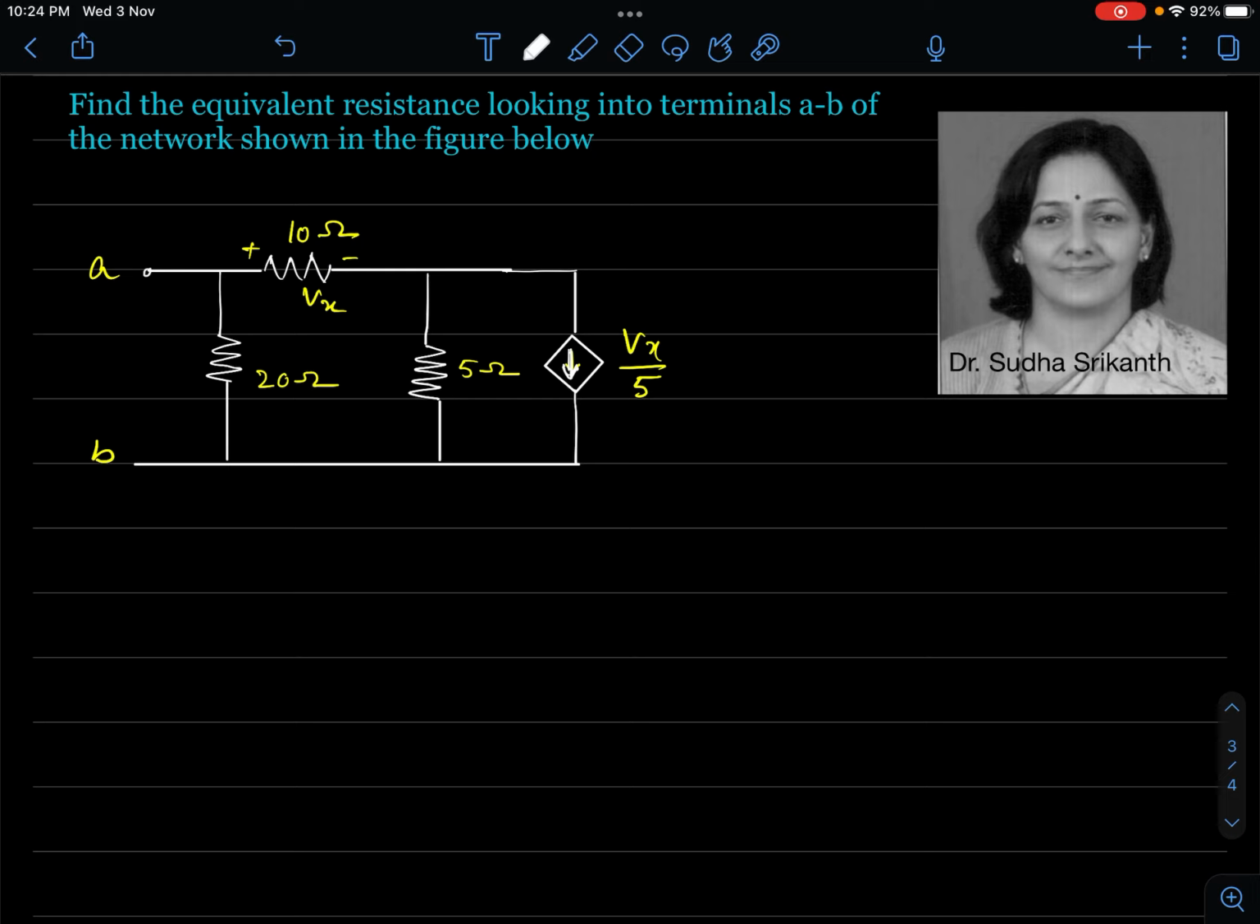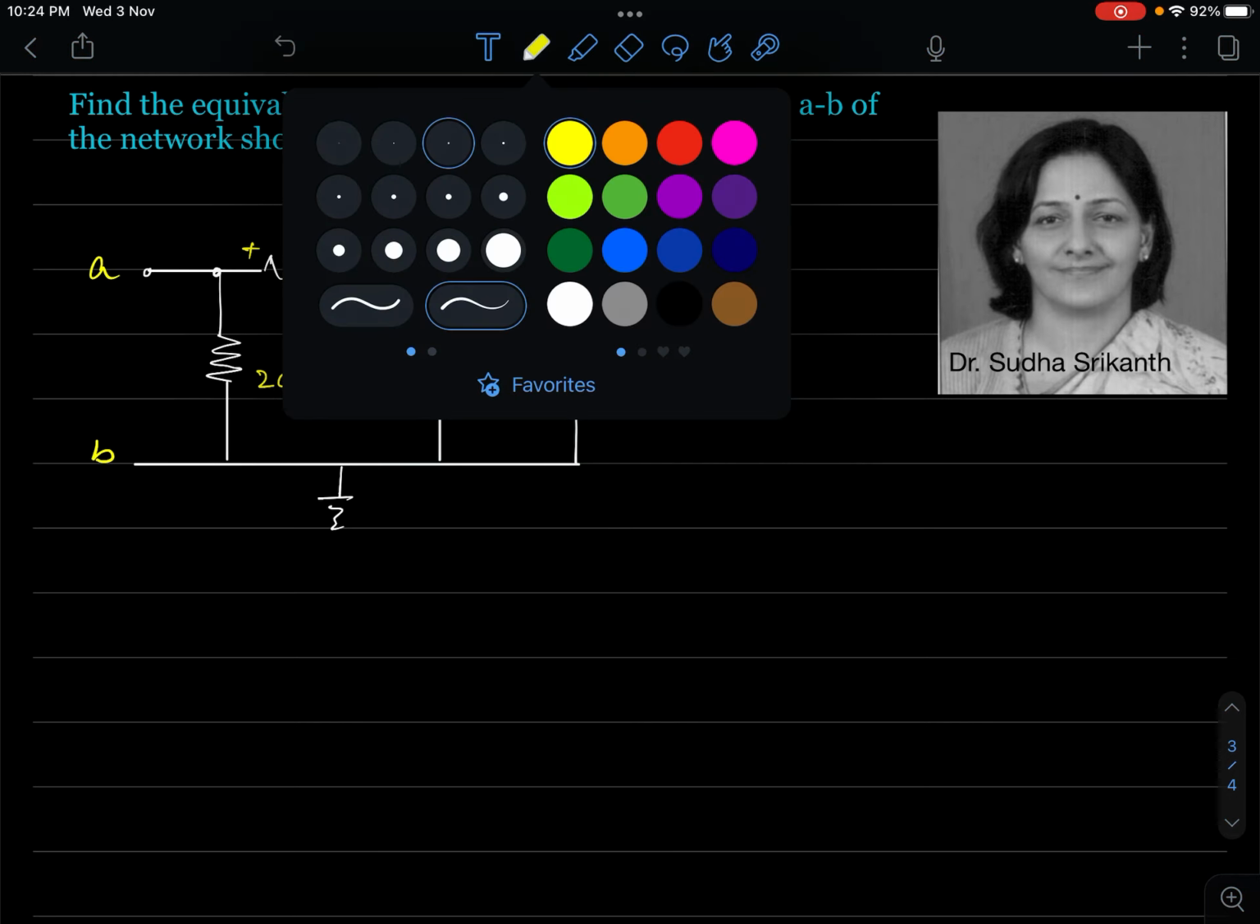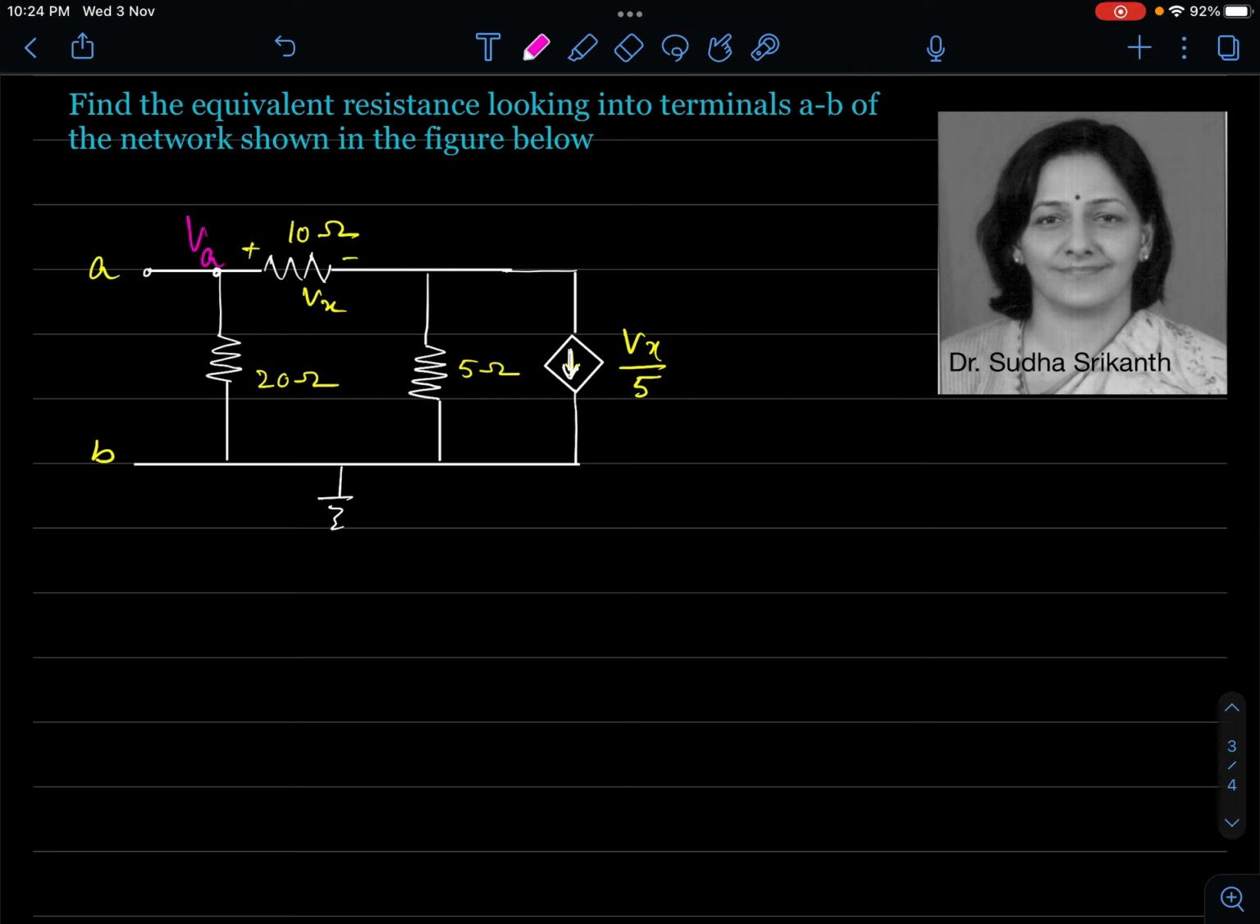All right. So I will try to ground the B terminal. Okay. So the potential of this node is VA. I will take the potential of this node. I will use a different color perhaps. This is VA. And let me call this VC, because VB is being grounded. I'll call that VC.